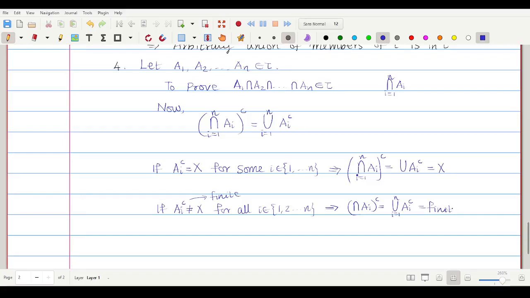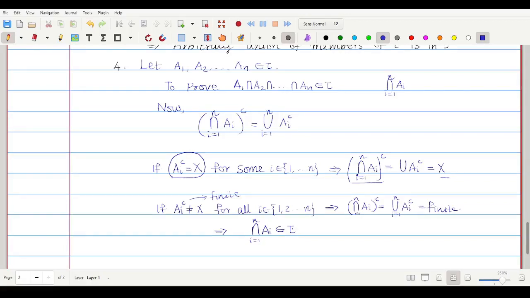Yeah, finite அப்படின்னா we have this is a finite union of finite sets. Each Ai complement is finite and we are having i equal to 1 to n. அப்போ finite union of finite sets வந்து என்னது? Finite. புரியுதா? இதுல ஏதாவது Ai complement is whole set X ஆக இருந்தால் இந்த fellow வந்து X ன்னு ஆயிருவான். Otherwise, the complement of the intersection is finite. So this implies that in both cases we have that intersection of all Ai, i equal to 1 to n, belongs to tau.